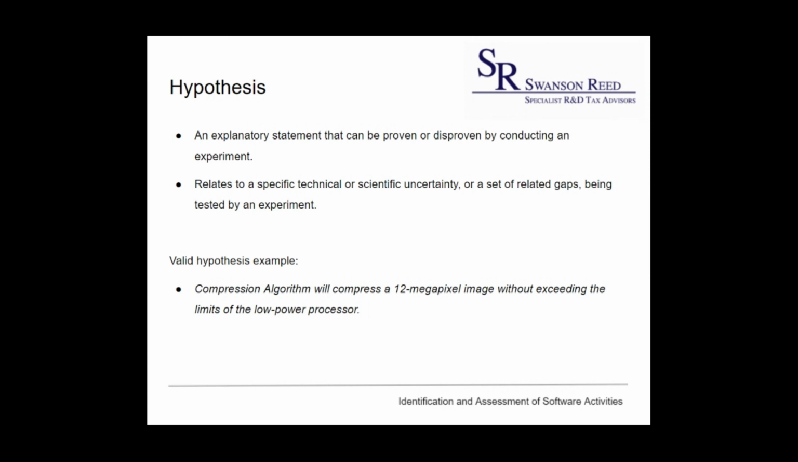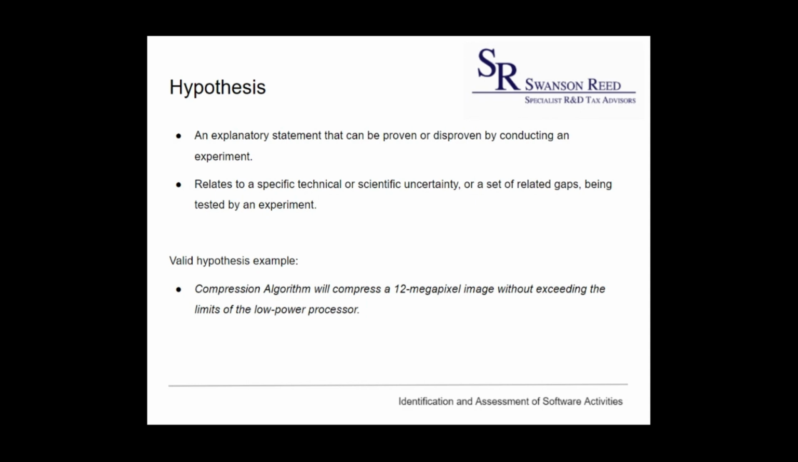For example, you might find information from multiple sources stating that a particular compression algorithm can compress a 12 megapixel image but will exceed the power limits of existing processors. You might find other information that relates to methods to increase the efficiency of compression algorithms so that they will work with existing power limitations, which might give you an idea about how to improve an existing compression algorithm so that it can achieve a particular result. For example, to compress a 12 megapixel image without exceeding the limits of the low power processor. Alternatively, you might have an idea about how to create a new algorithm.